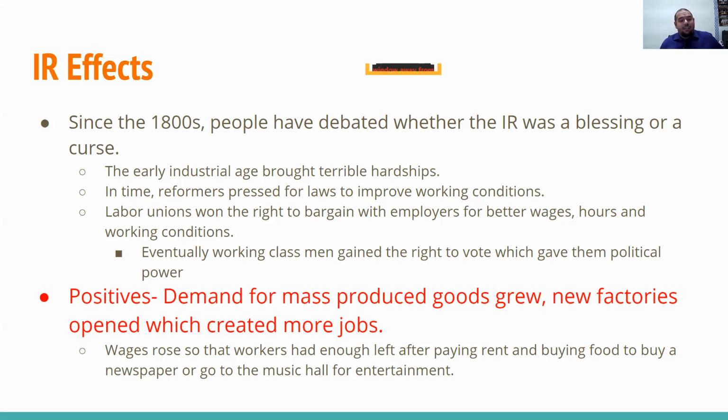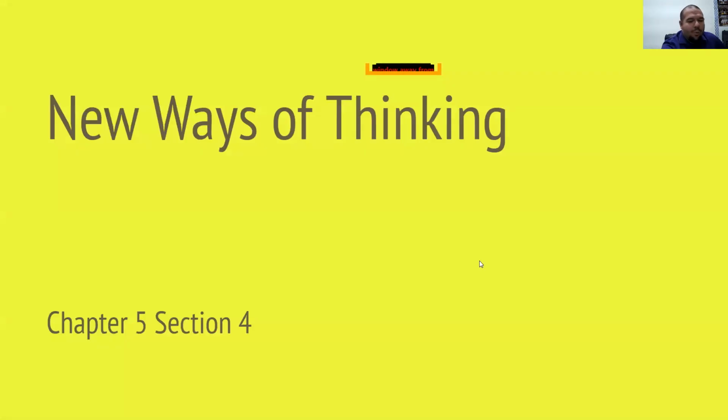Eventually, the working class men would gain the right to vote, which would give them political power to put forth such working conditions. And there were also some positives, like the demand for mass-produced goods grew, the consumption cycle that I discussed yesterday, and new factories opened, which created more jobs. Wages rose so much that workers had enough money after paying rent and buying food for the week. They can now go buy a newspaper or go to the music hall for entertainment because they live that bougie life now.